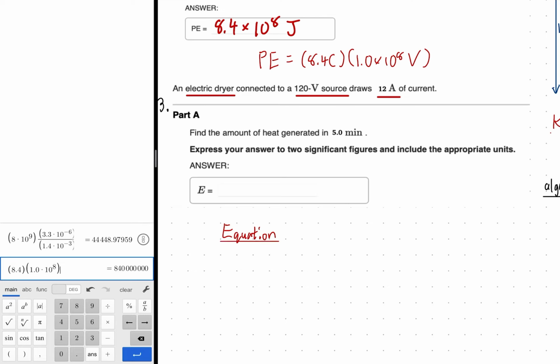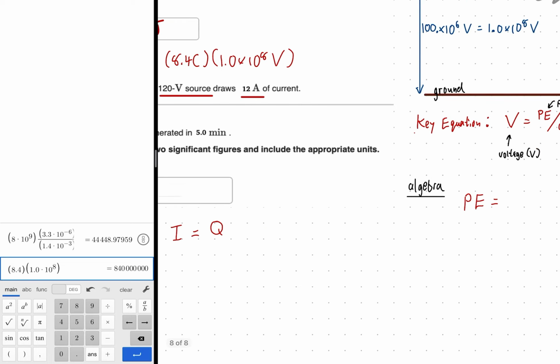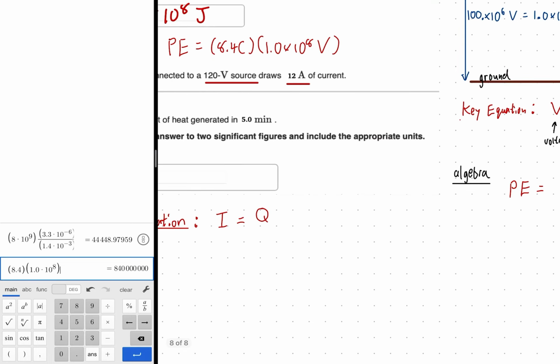So, key equation, as I like to call them, and it's going to be the definition of current. Current is represented as the uppercase letter I. Don't ask me why. And it's simply going to be the charge, Q. There's no big difference whether it's lowercase q or uppercase Q, but I'm going to switch back to lowercase q. So it's charge per second. That is the definition of current.